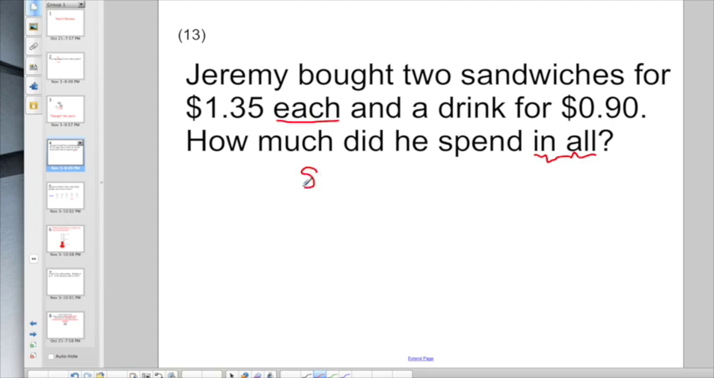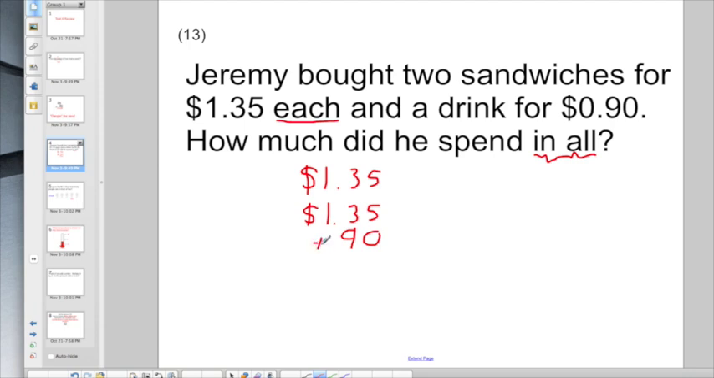So he bought 2 sandwiches for $1.35 each. He didn't buy 2 sandwiches for $1.35. He paid $1.35 for the first sandwich, and he paid an additional $1.35 for the second sandwich because he spent $1.35 on each of them. And then he bought himself a drink for 90 cents. So you set it all up.